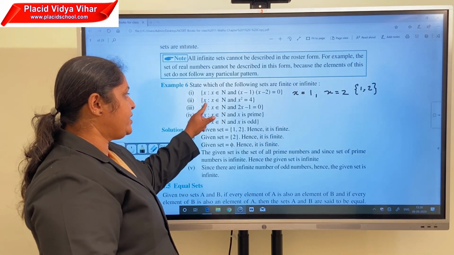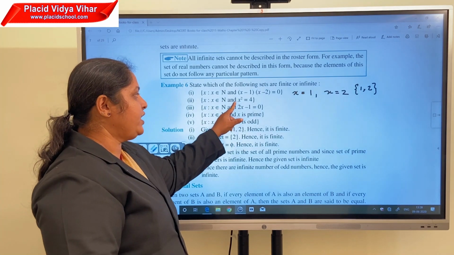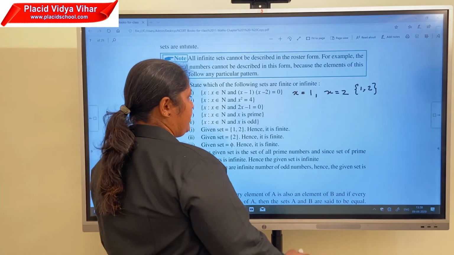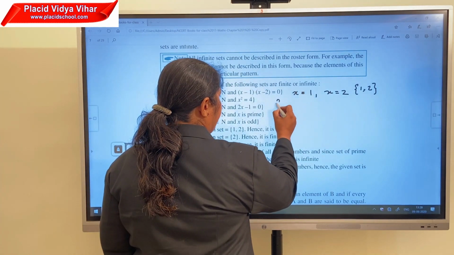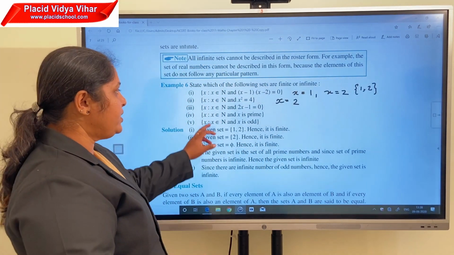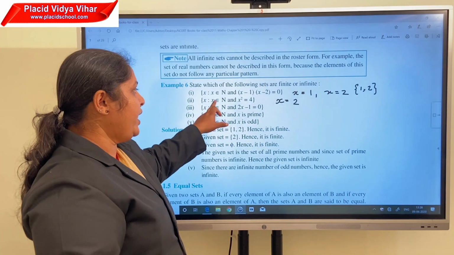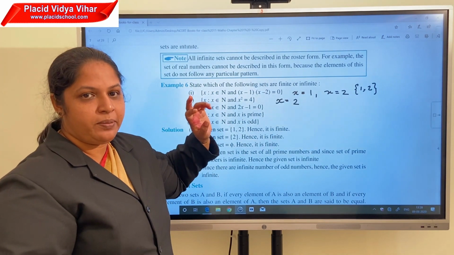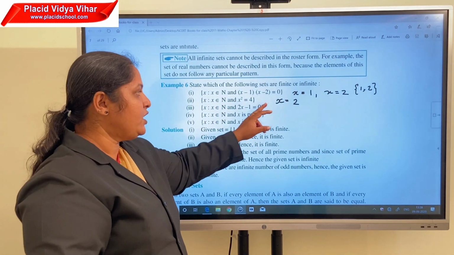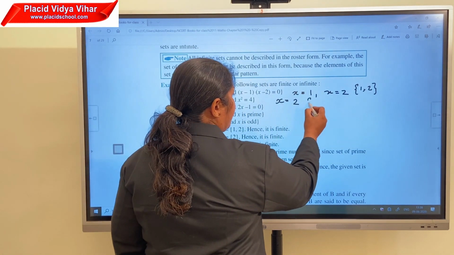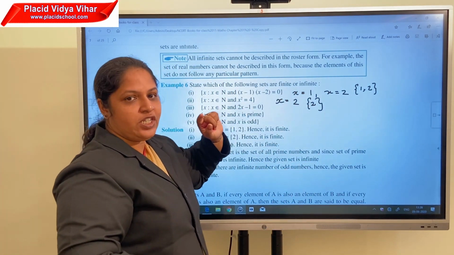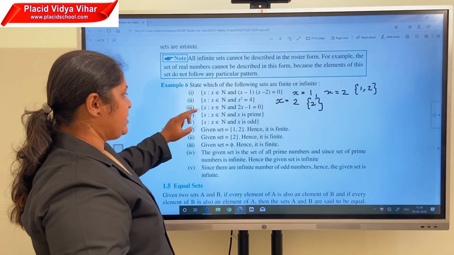Next one, X such that X belongs to N and X square is equal to 4. X belongs to the set of natural numbers. X square is equal to 4 means X is equal to 2. Why don't we consider minus 2? Because here it is clearly given X belongs to the set of natural numbers. Negative 2 belongs to the set of integers and the condition is not satisfied. So simply X is equal to 2. Therefore, for question number 2, the set is {2} and it is a finite set.